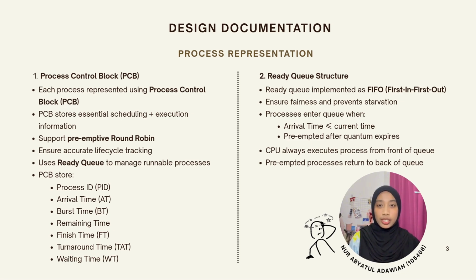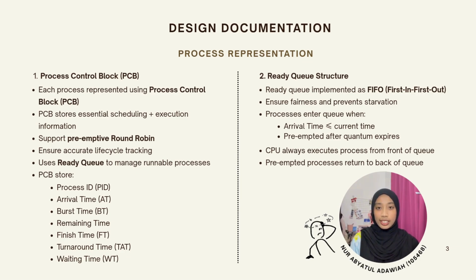First, each process is represented using a process control block, or PCB. The PCB stores all essential information required for scheduling and execution. This allows the system to support preemptive round-robin scheduling and ensure accurate process lifecycle tracking. The PCB stores details such as process ID, arrival time, burst time, remaining time, finish time, turnaround time, and waiting time.